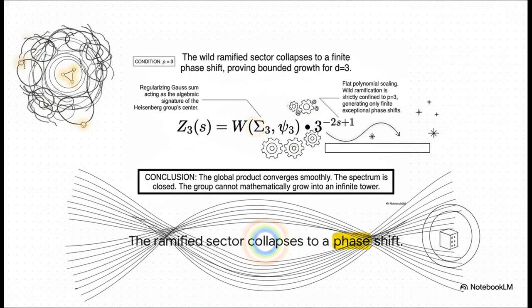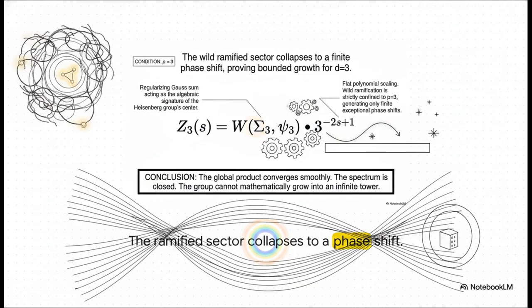But what about the wildly ramified prime where p equals 3? Well, this is the sheer magic of finite groups. The equation completely collapses to a finite phase shift. Look closely at that flat polynomial scaling at the end, 3 to the power of negative 2s plus 1.